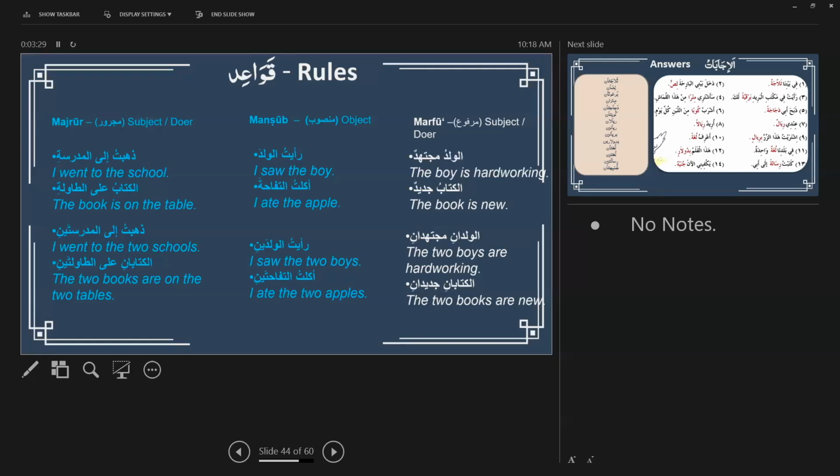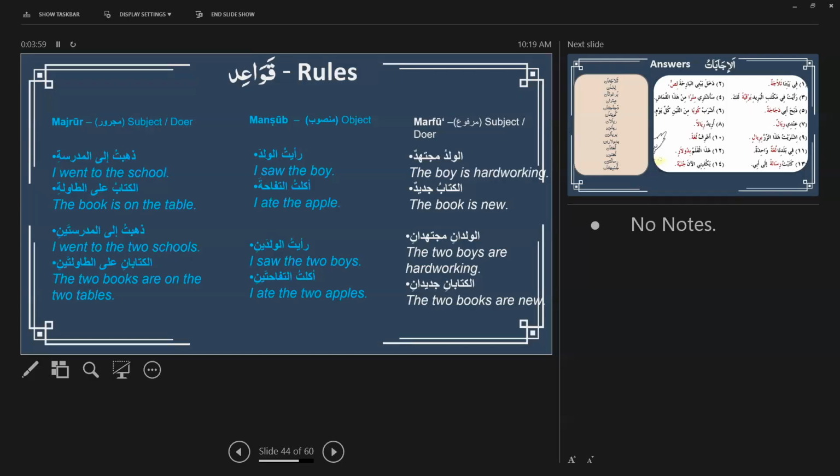Now go to the majroor. How do you know the last one is majroor? It is from the kasra that you see on the madrasa, so it is majroor. And the same thing when you change the majroor into dual, you'll actually change it into madrasatain instead of madrasatan.